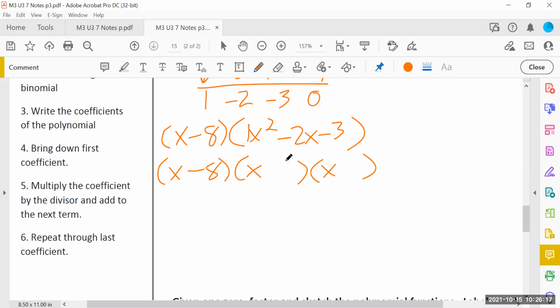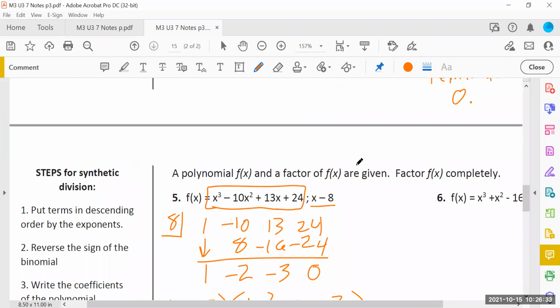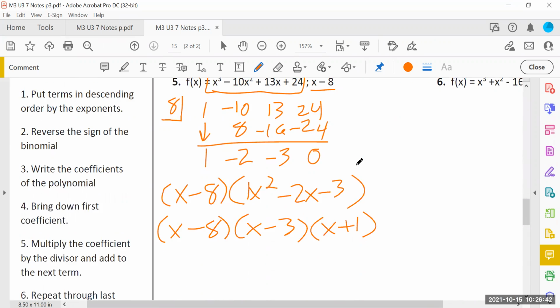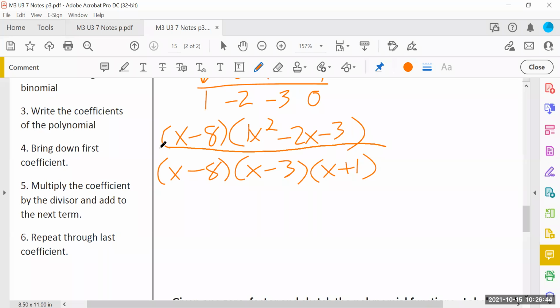All right, Dom, what'd you get for the first factor? X minus 3. And then Joey, what'd you get for the last one? X plus 1. Is everybody good with that? So that one's fully factored now. See how it says, again, bad habit, I need to point out the instructions here. It said factor completely. This right here is factored completely.